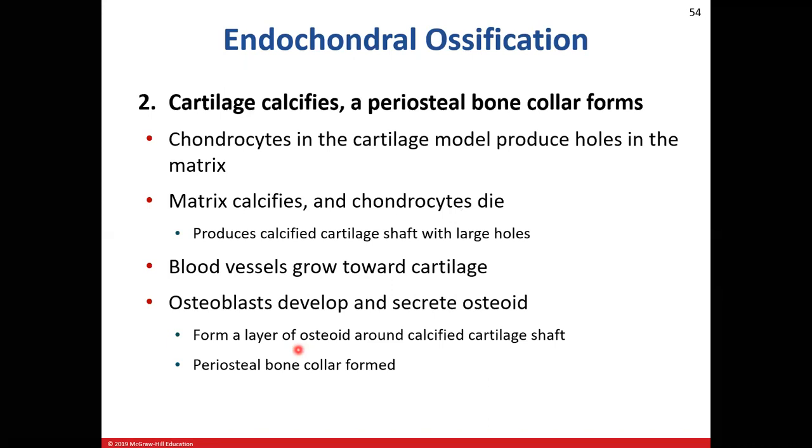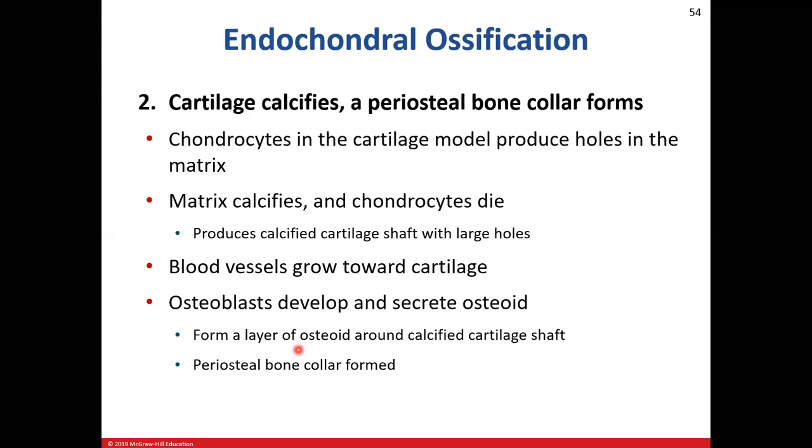Our cartilage then begins to calcify, and we start to see what we call a periosteal bone collar. So we're taking this cartilage template and really starting to surround it with a collar of bone. The chondrocytes in the cartilage model then produce holes within the matrix. The matrix calcifies, and the chondrocytes actually begin to die. And as our chondrocytes die, it helps to produce this calcified cartilage shaft with these larger holes in it.